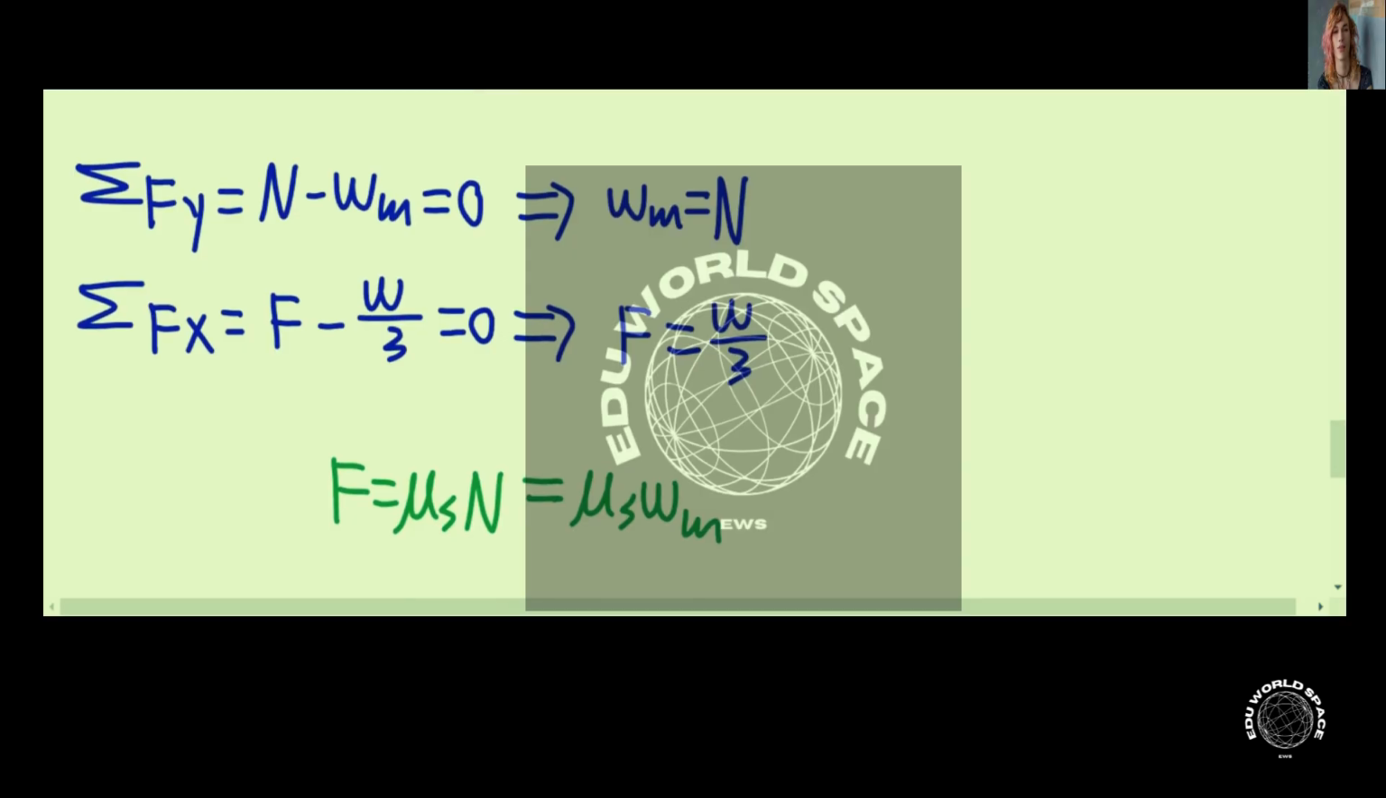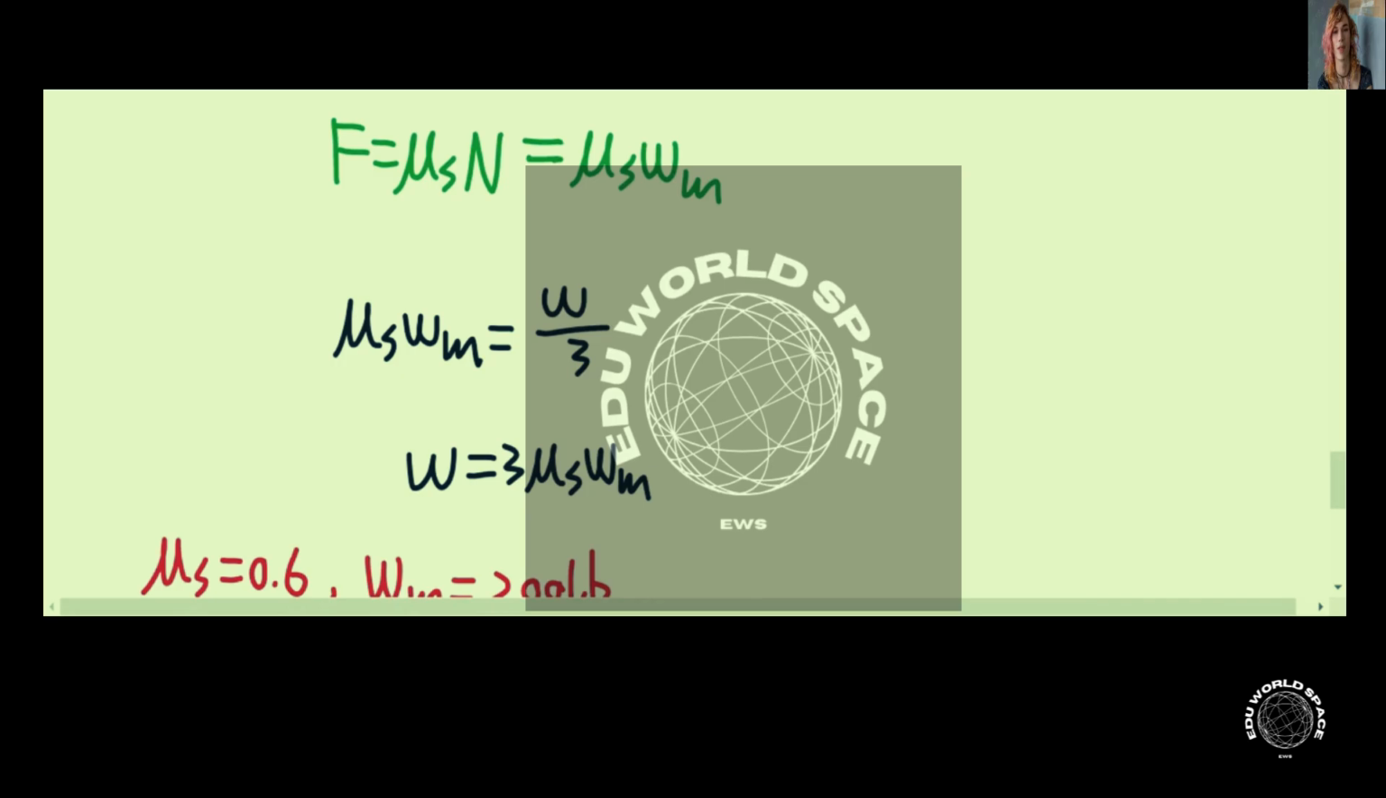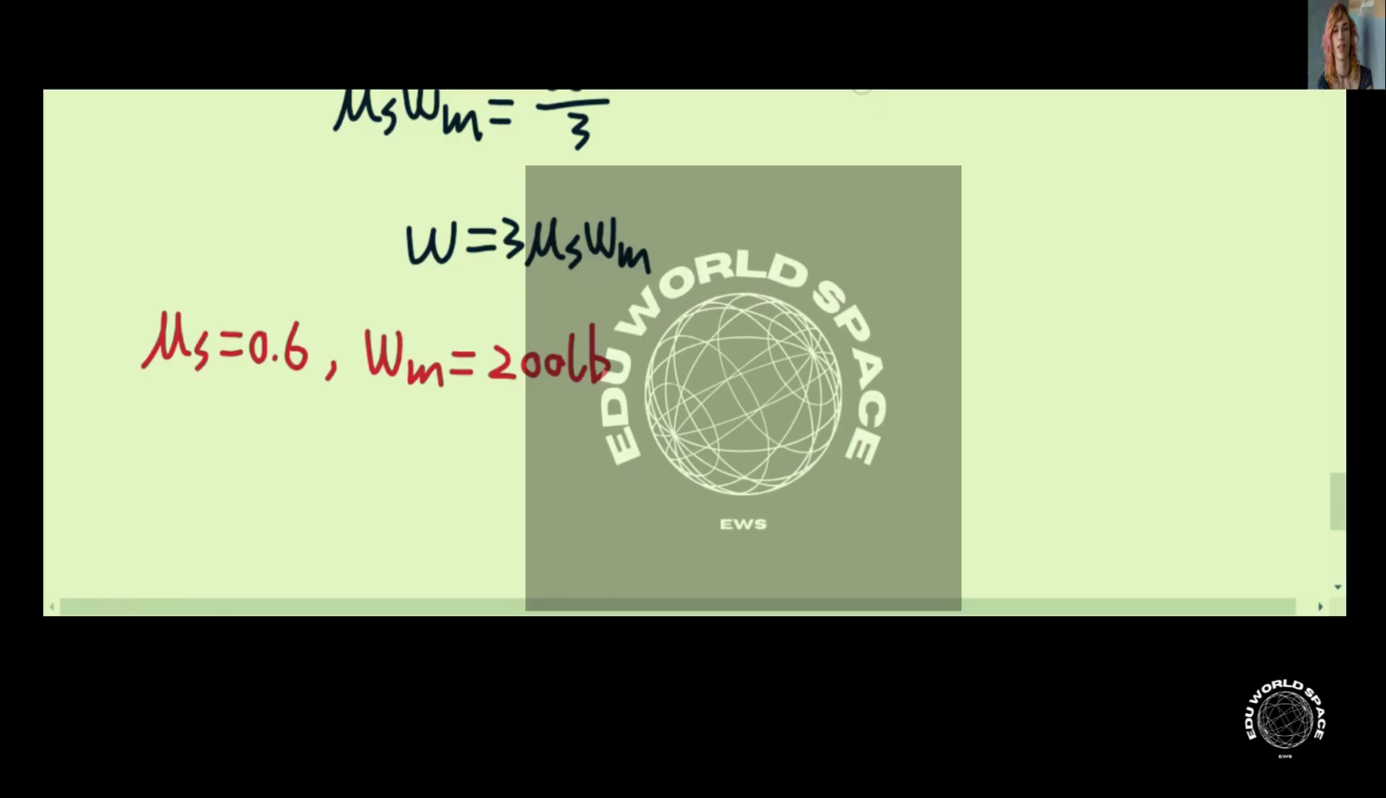Remember, friction can be equal to mu(s) n. So now this can be equal to mu(s) Wm as well, since n is equal to Wm. So now we have mu(s) Wm is equal to W over 3. Therefore, W is equal to 3 mu(s) Wm. We know the static friction coefficient is 0.6, and the weight of the person is 200 pounds. So now let's plug these values back into the equation to determine W, which is equal to 3 times 0.6 times 200 pounds. And this is equal to 360 pounds. And these are the answers for this question.